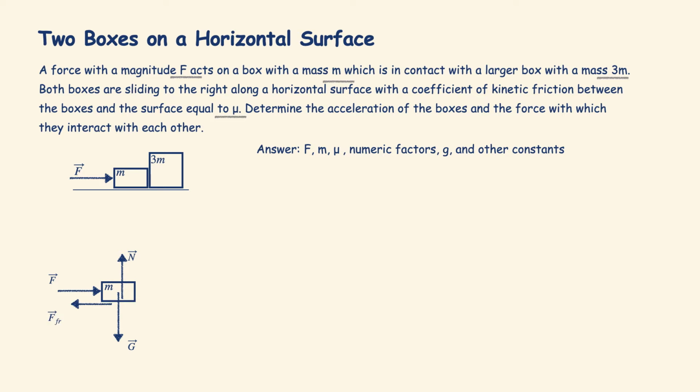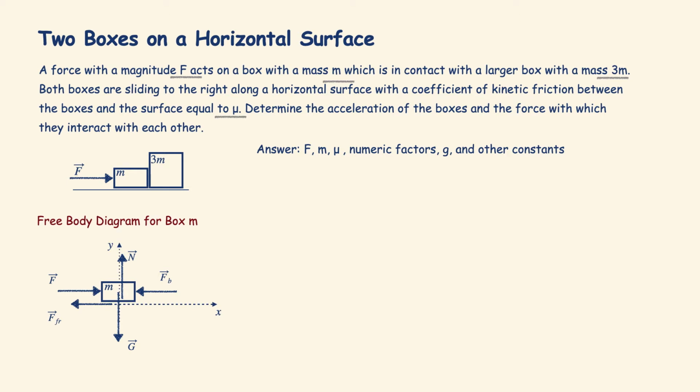I will have friction pointing to the left, opposing the sliding. Presumably the sliding is to the right, as the problem says. And I will have to add one more vector that points to the left to account for the interaction between the two boxes m and 3m. And there we have our free body diagram for the box with the mass m.